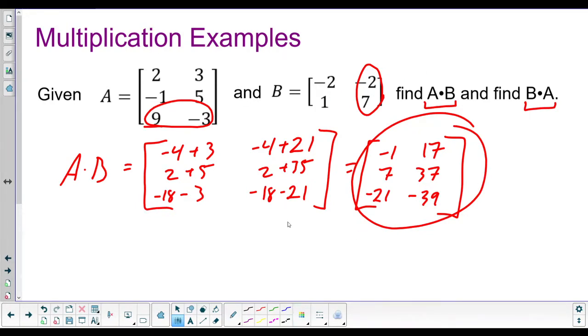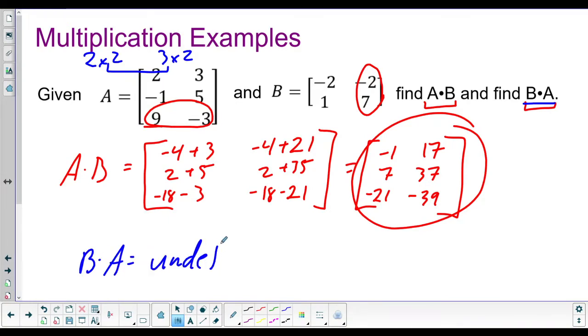Now they want us to do matrix B times matrix A. So this, again, is a 2 by 2, and this is a 3 by 2. But we want B to be first. So if we take this and put it in front, we can see that the inner dimensions don't match for this multiplication. So B times A is undefined. There isn't a way for us to perform matrix multiplication in that order.